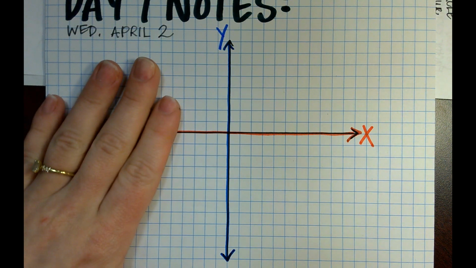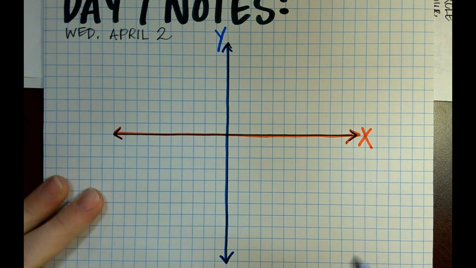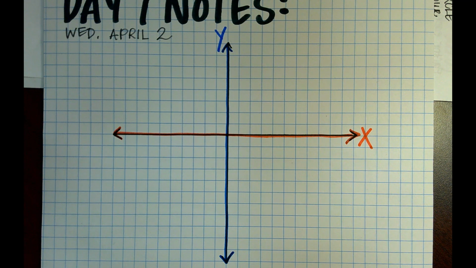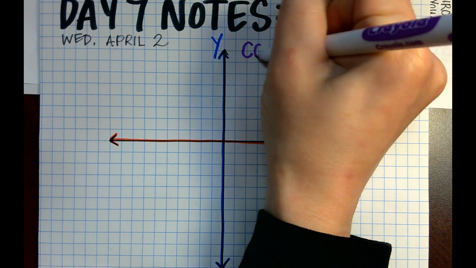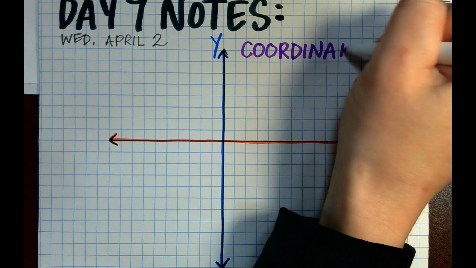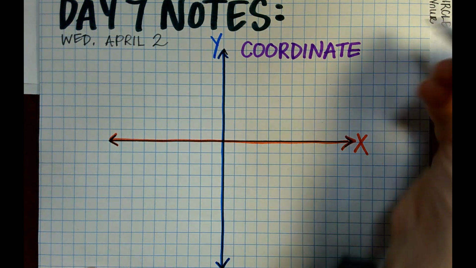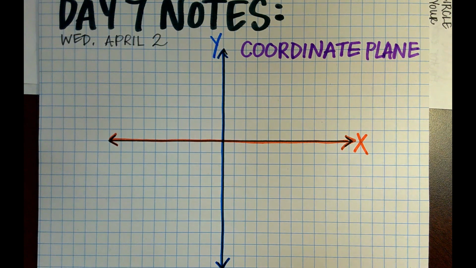Now, our graph is also what we would call a coordinate plane. I'm going to write that. It's a big word. I'm going to use a different color. This is our coordinate plane. Okay, what on earth does that mean? Does anybody know what a coordinate is?